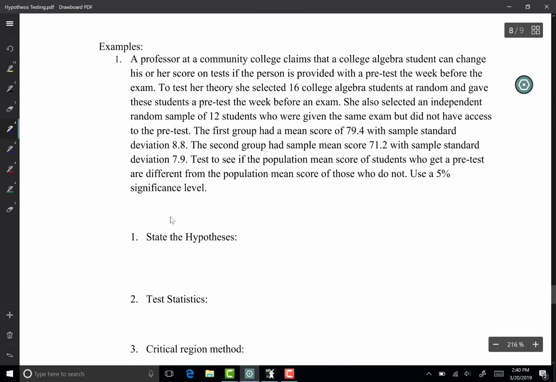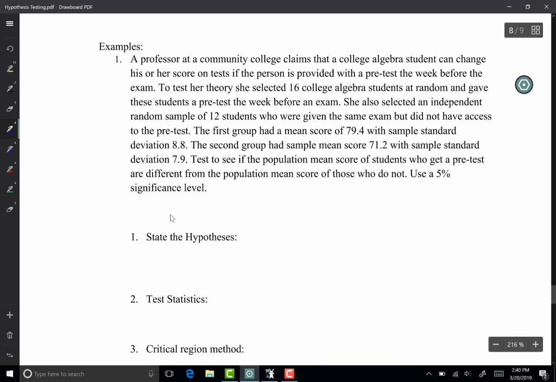A professor at a community college claims that a college algebra student can change his or her score on tests if the person is provided with a pretest the week before the exam. To test her theory, she selected 16 college algebra students at random and gave these students a pretest the week before an exam. She also selected an independent random sample of 12 students who were given the same exam but did not have access to the pretest. The first group had a mean score of 79.4 with a sample standard deviation of 8.8, and the second group a sample mean of 71.2, standard deviation of 7.9. Test to see if the population mean score of students who get a pretest is different from the population mean score of those who do not.